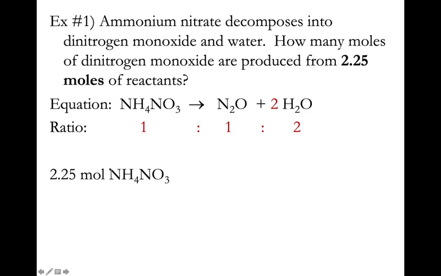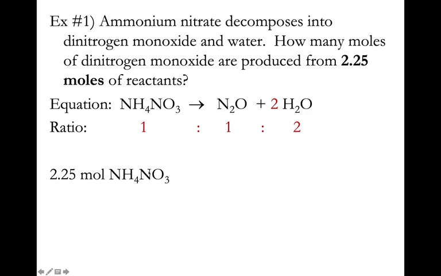So if you think about it, if I have 2.25 moles of my reactant here, and it's a 1 to 1 to 2 ratio, well, if it's 1 to 1 of this stuff right here, without doing any math, if I have 2.25 of this, I must have 2.25 of this. And again, if I'm doubling it, well, what's 2.25 times 2? Hopefully you thought it was 4.5, because it's 2.25 to 2.25 to 4.5.